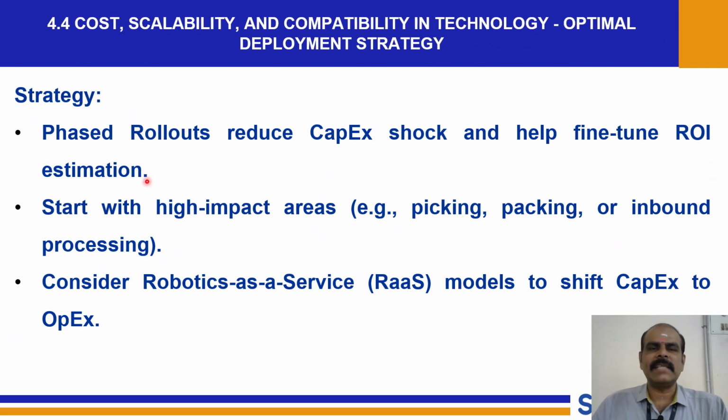Now, what is the strategy pertaining to cost? It is not within our reach, not within our limit, how to go ahead with. The first case is, think like this. Strategy number one is to go for a phased rollout. Reduce the capex shock and help fine-tune ROI estimation.